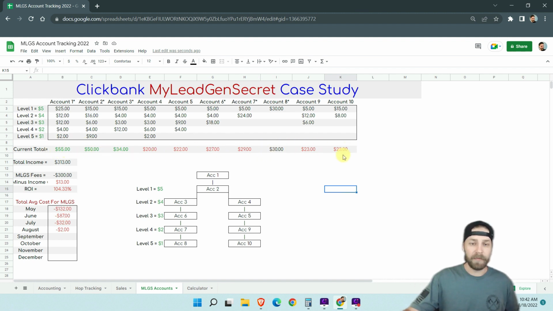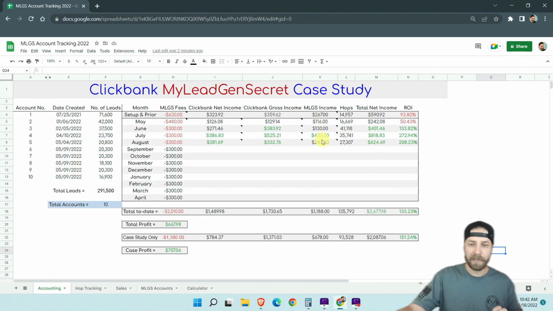residual income per account. Currently I'm earning $313 a month from all my accounts. Now, I need to hit a $30 minimum before I can request that payout, so for some of these accounts I'm not able to request a payout. So this is just an average. I'm not earning this exactly every single month. It's going to fluctuate as I'm able to earn these payouts. I have it right here: My Lead Gen Secret income is fluctuating.